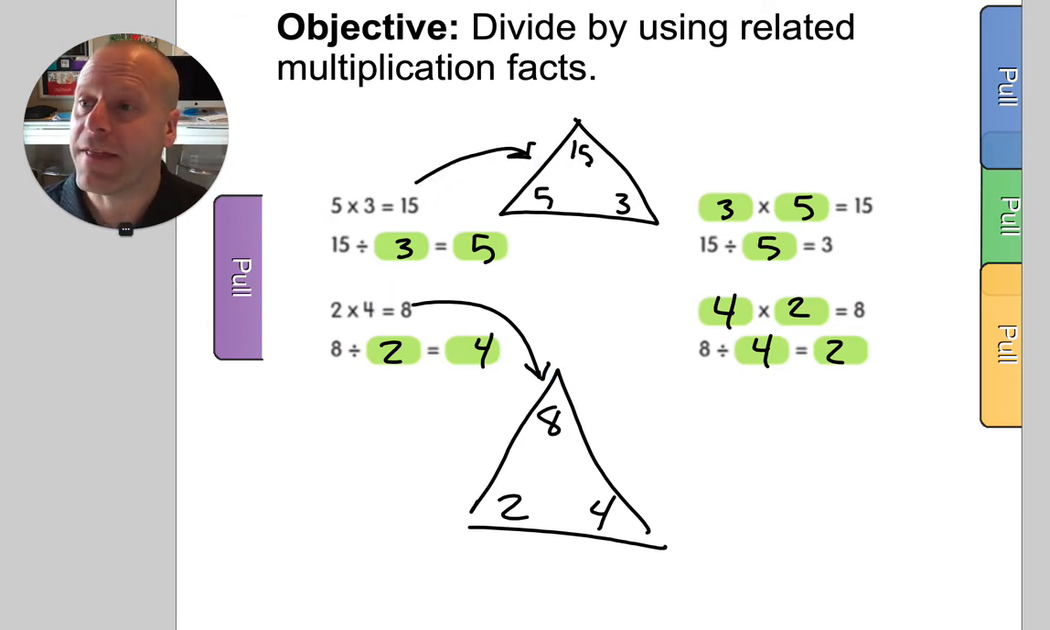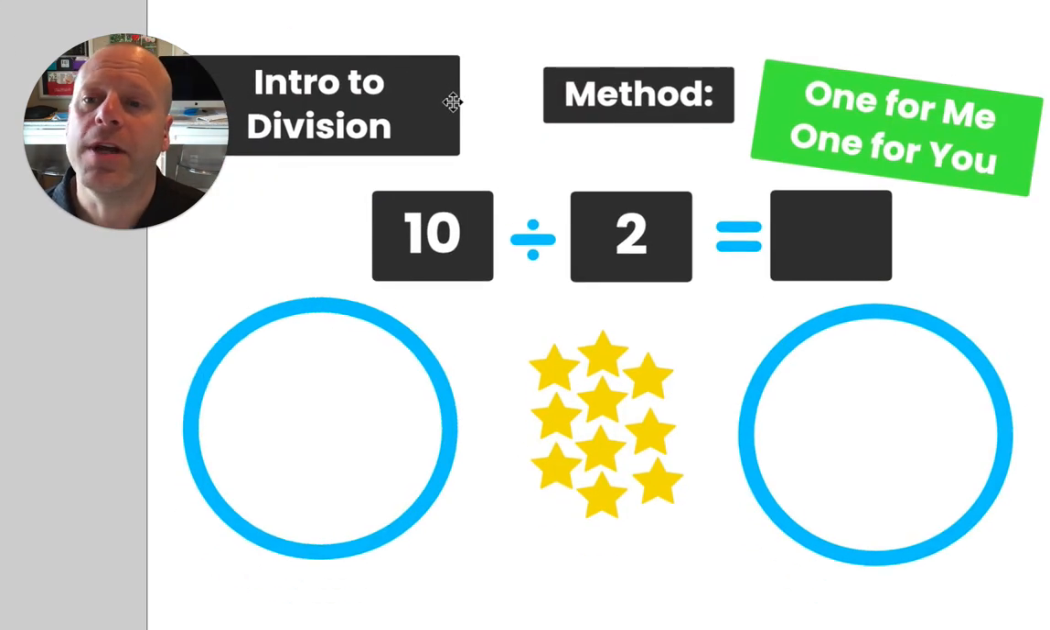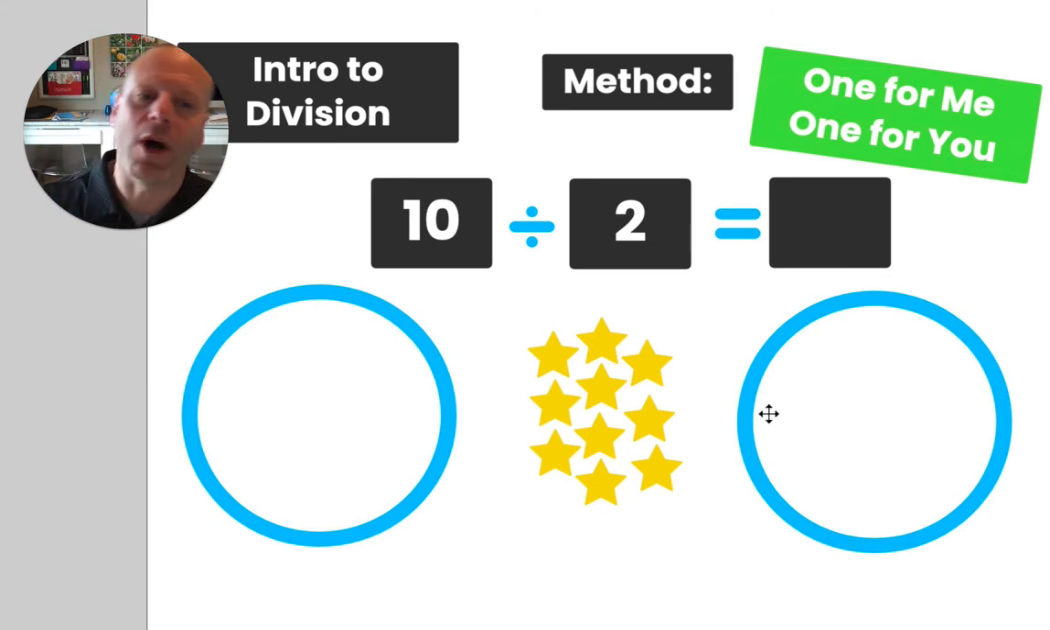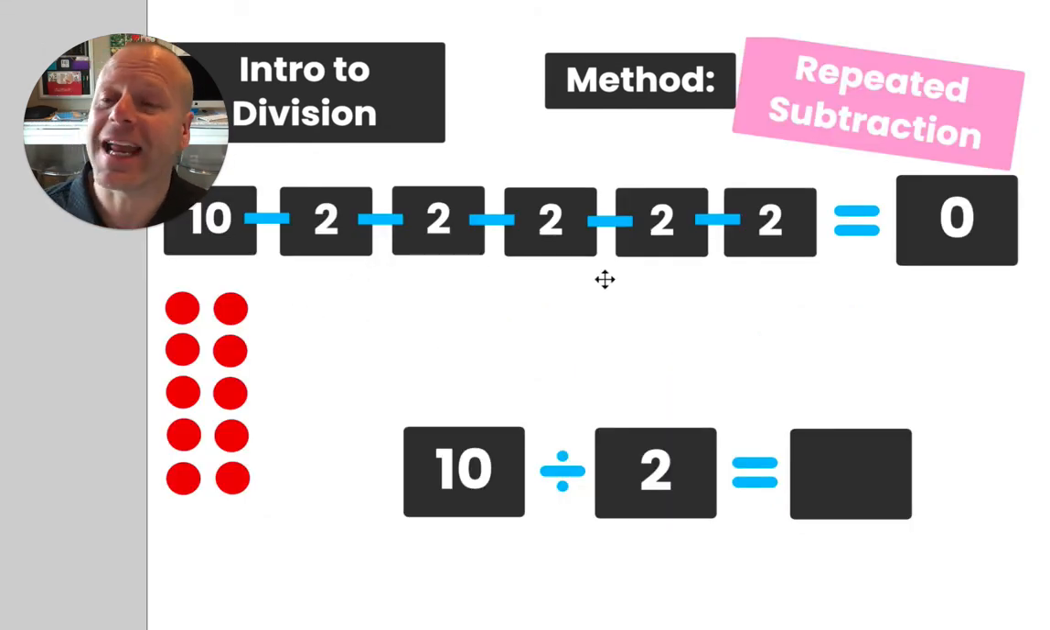So your math today is going to look like this. First thing you're going to do is show me that you can do the one for you, one for me method. That's the best one. I think that is the one kids should be doing. Then you're going to show me you can understand and do the repeated subtraction method. That's another one I like. That's the one you should be doing.